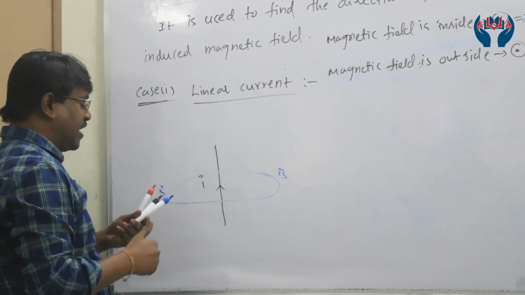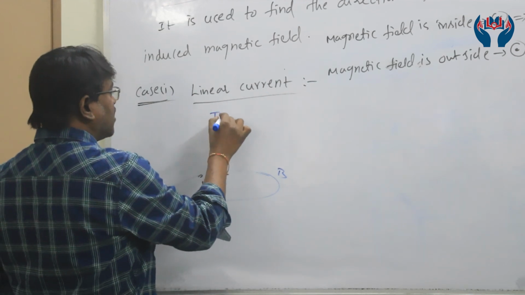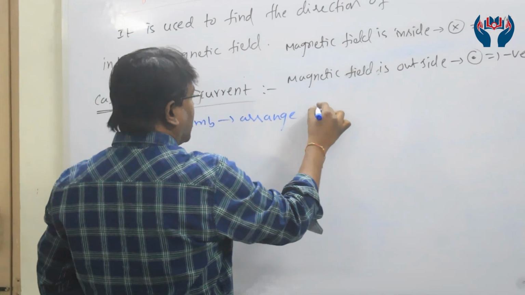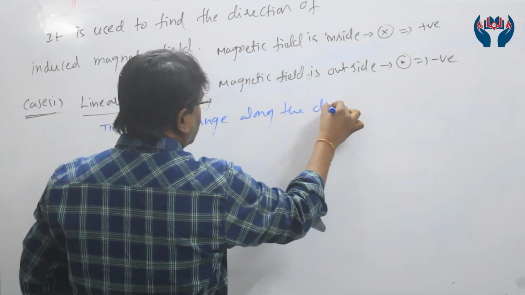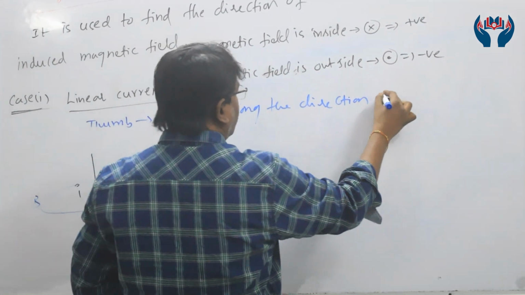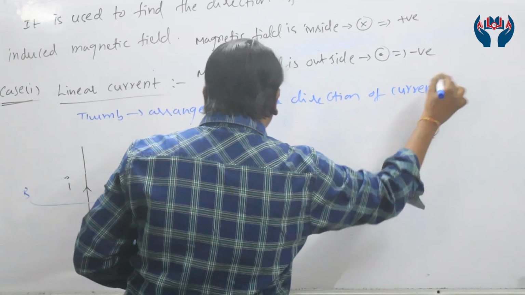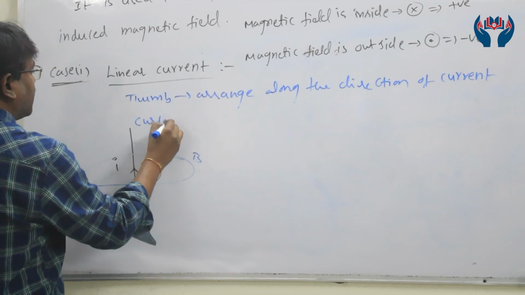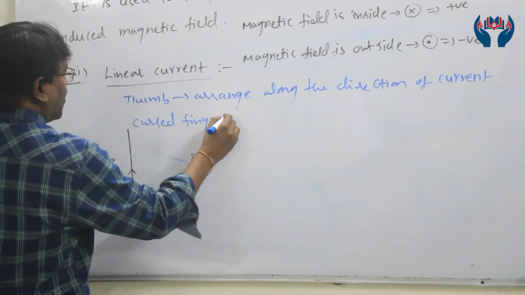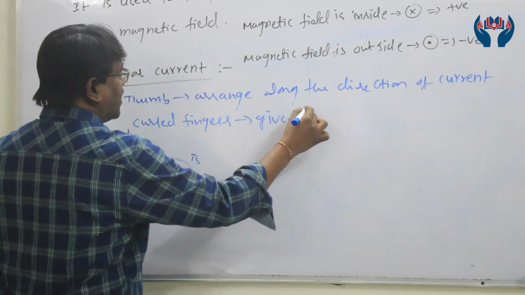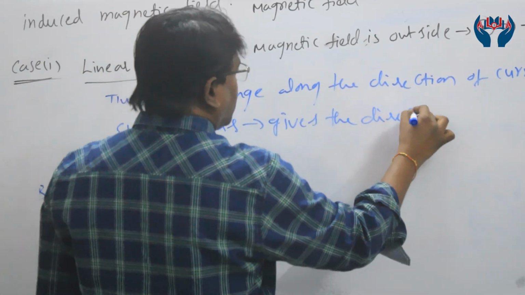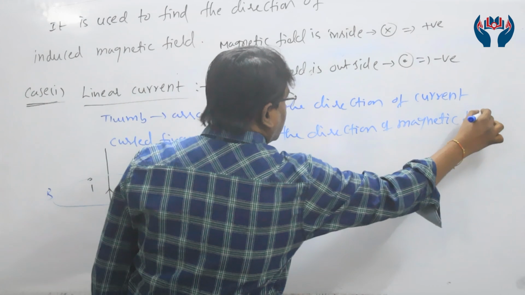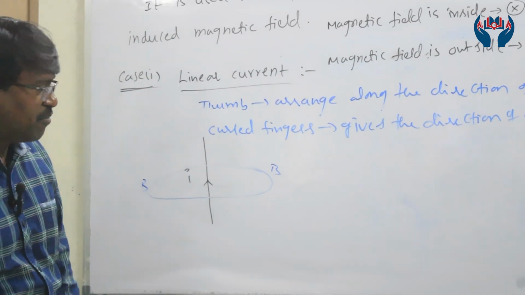So, when the current is a linear current, arrange the thumb along the direction of current. Then the curled fingers give the direction of the magnetic field. Curled fingers give the direction of the magnetic field.